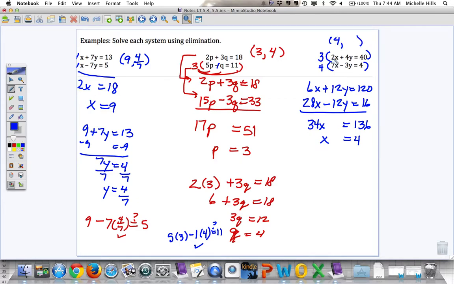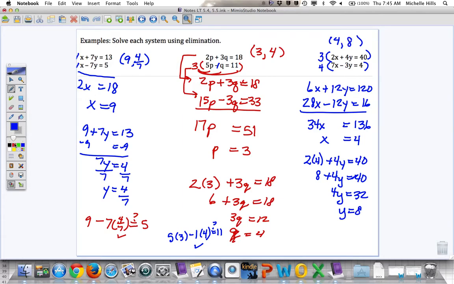It looks to me, again, I would use the first equation just because everything's positive. 2 times 4 plus 4y equals 40. So 8 plus 4y equals 40. Subtracting 8 from both sides gives me 4y equals 32. Dividing both sides by 4 gives me y equals 8.